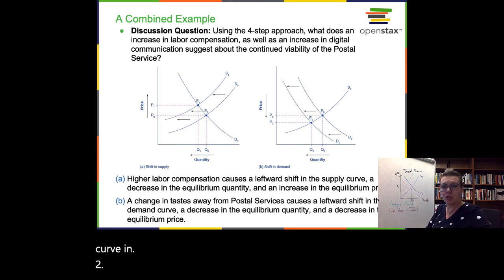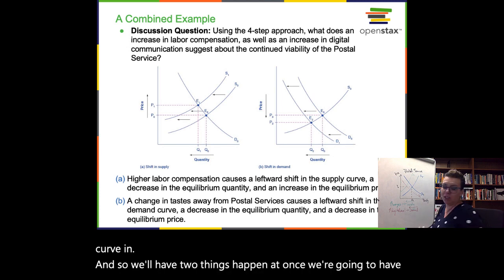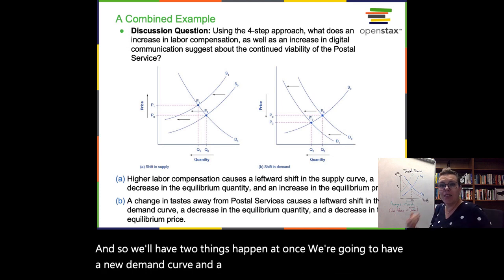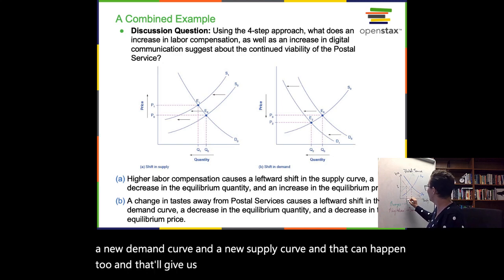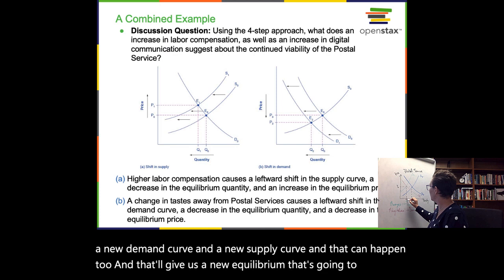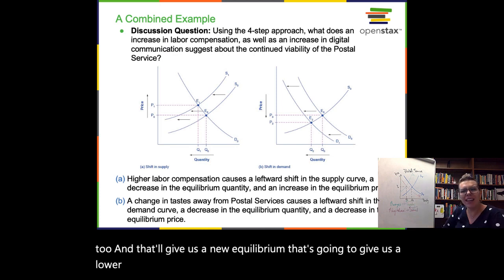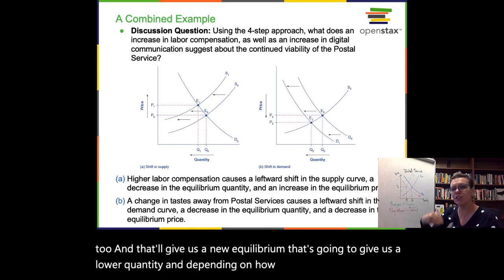And so we'll have two things happen at once. We're going to have a new demand curve and a new supply curve. And that can happen too. And that'll give us a new equilibrium. That's going to give us a lower quantity. And depending on how far the two curves shift, we might see price go up or go down.